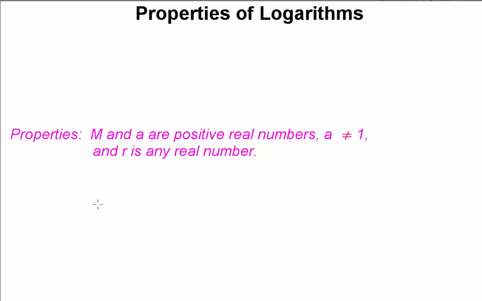The first thing we need to note in each of these properties is that m, the variable m, and a are positive real numbers, so they can't be negative. A can never equal 1. And r is any real number, so r can in fact be negative. We'll use these three facts to help us simplify some expressions. But first, we need to start by actually identifying what the properties are and how they relate possibly to the properties of exponents.